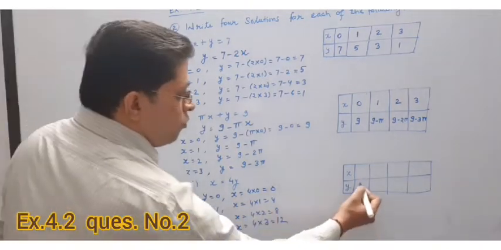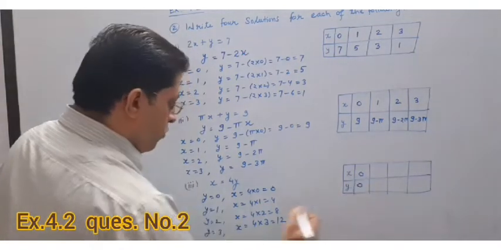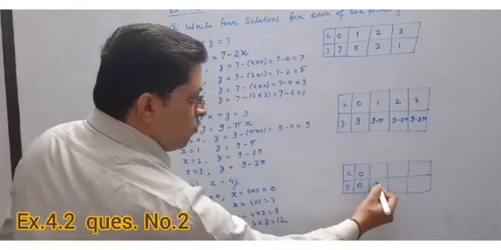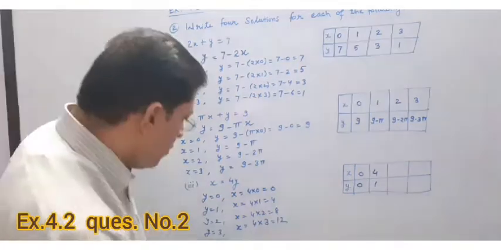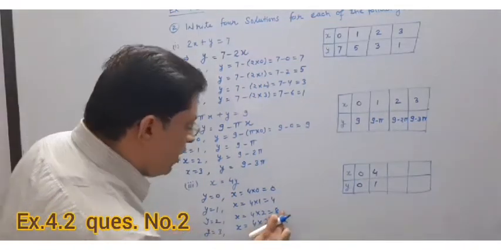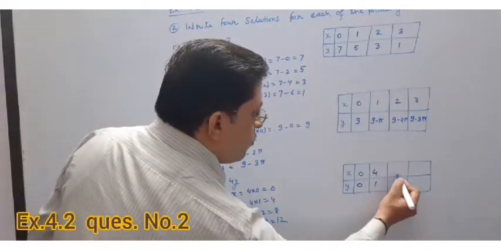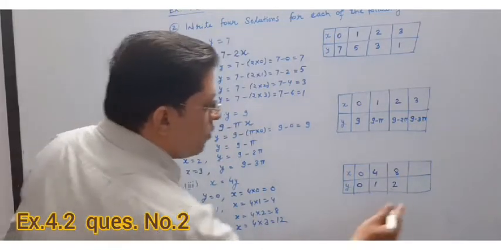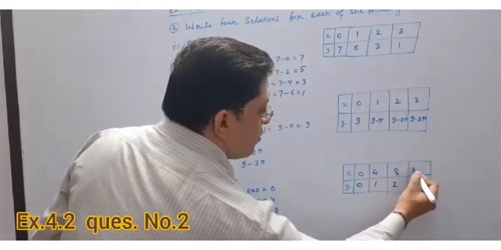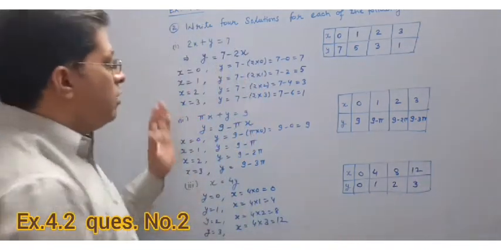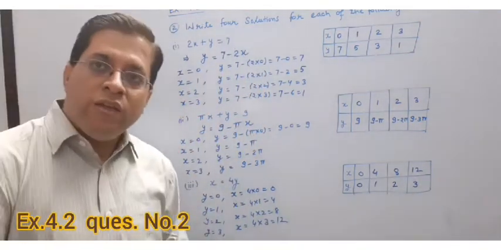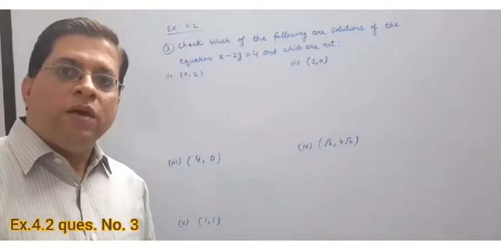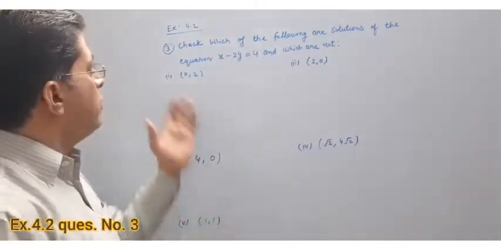Okay, these values you put here. Y is 0, x is 0. Y is 1, x is 4. Y is 2, x is 8. Y is 3, x is 12. These are 4 solutions of each equation. Yes, come on, next question.